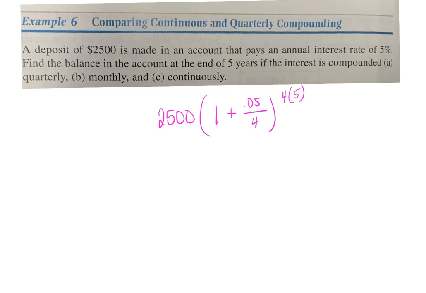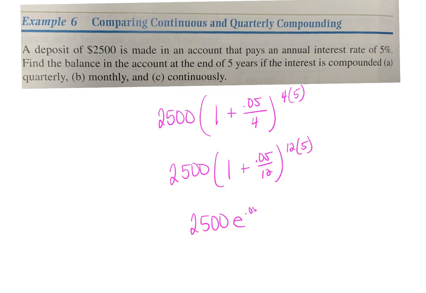That would be 4 times a year. If I wanted to do it monthly, I would use this one, 12 times a year. And then if I wanted to do it continuously, it would just be the PERT, 2,500 e to the RT. All right. So hopefully we know all of those and we're familiar with them.